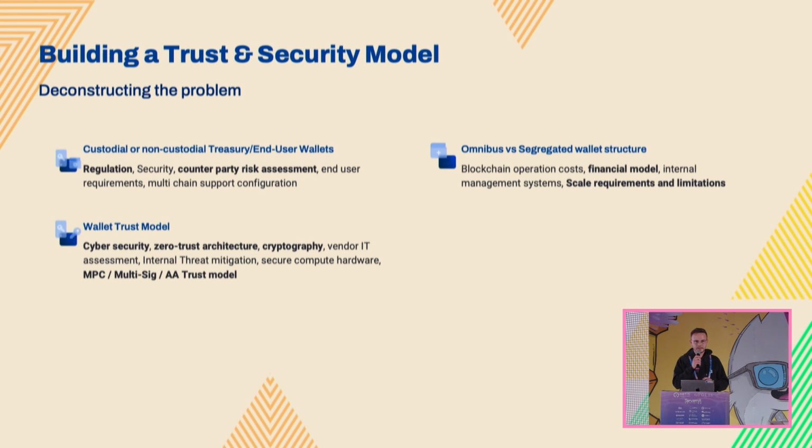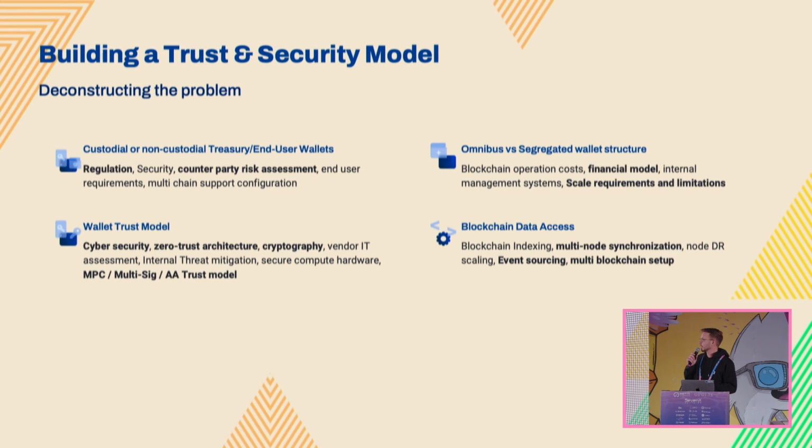Wallet trust model: security is everything. If you don't have security in your wallet infrastructure, you can close the shop and go home. So you need to make sure that you have the highest level of security in your wallet. Whether you are doing that in-house or going to a third-party vendor, you need to take things like cryptography and zero trust architecture into consideration, thinking about MPC, multi-sig, account abstraction wallets, and all of these kinds of considerations out there.